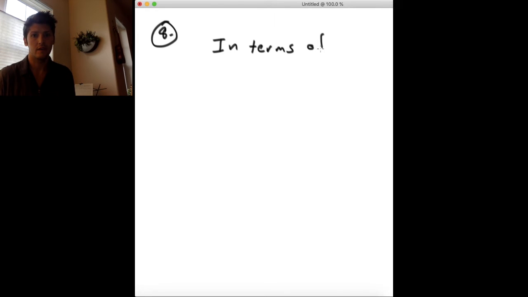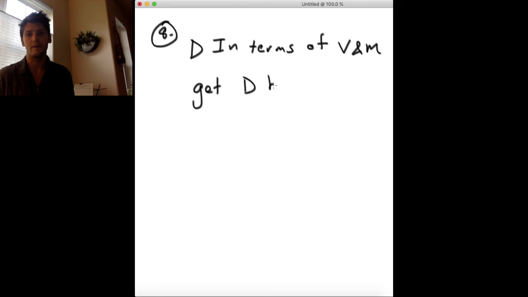So it says D in terms of V and M. So that literally means get D by itself. And how do you do that? Well, you have V equals M over D.